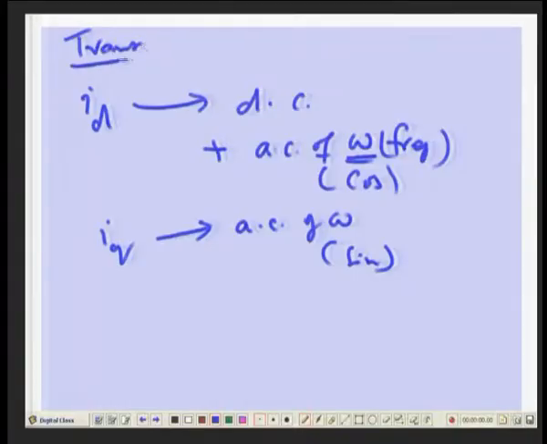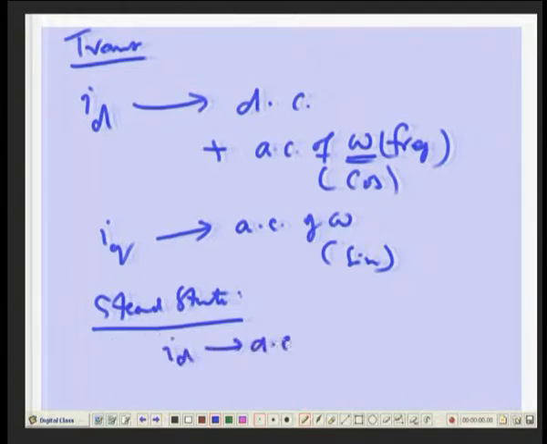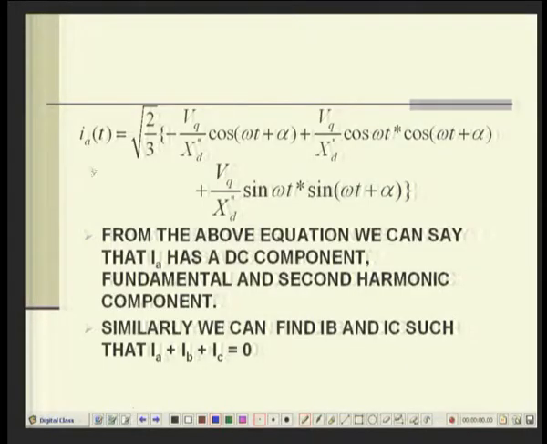So, this is under transient, but steady state? In steady state, ID is DC and IQ is DC, because in this case it has a 0 component. Under steady state, if it is feeding a load, our DQ axis is fixed to the synchronously rotating reference frame. So, they are all DC. Now, if you take IA, what is IA?